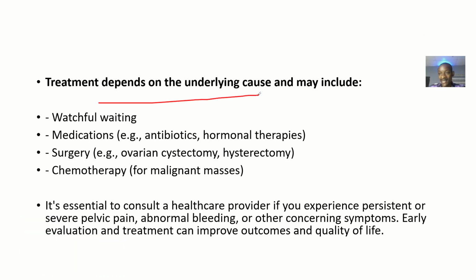Treatment for this adnexal mass or tenderness involves the following. You could do watchful waiting, if it is just starting, because some of the inflammations might resolve on their own, if the person has a strong immune system. Then you can also administer medications like antibiotics and hormonal therapy. You could do surgery like ovarian cystectomy, to cut the ovaries out. You could do hysterectomy too. Then you could also do some chemotherapy. That's if it is what?